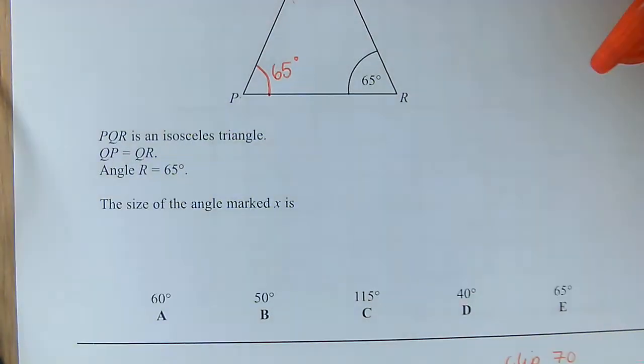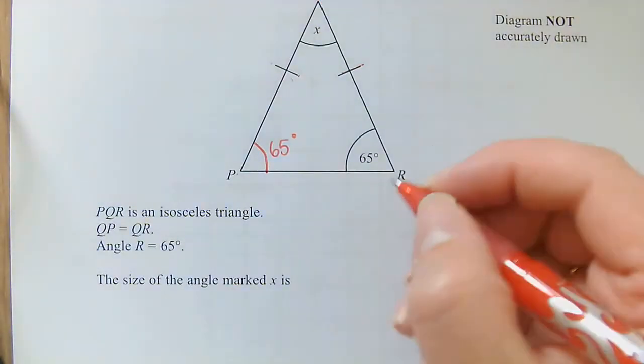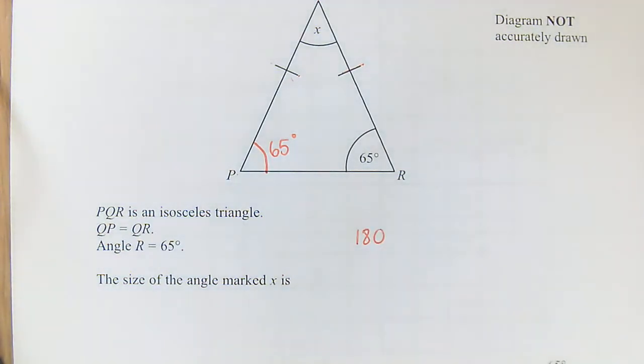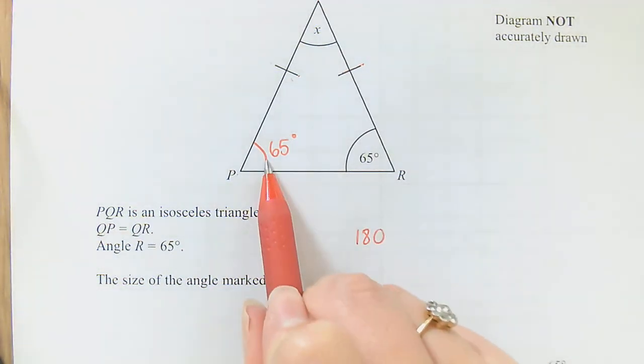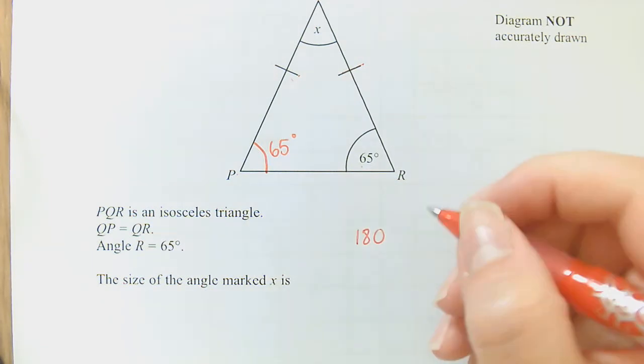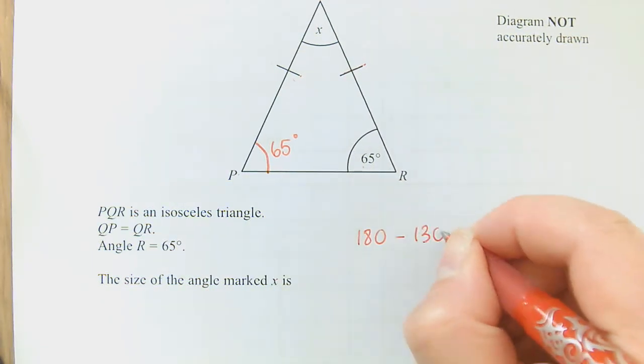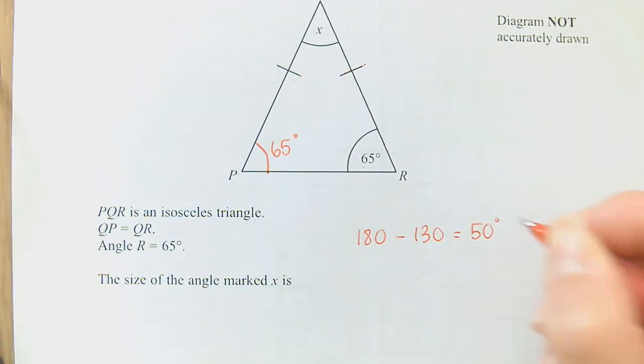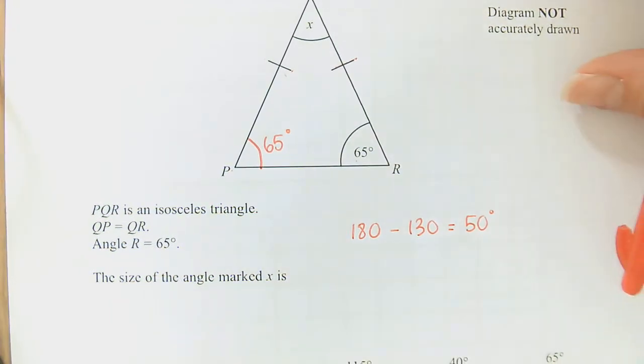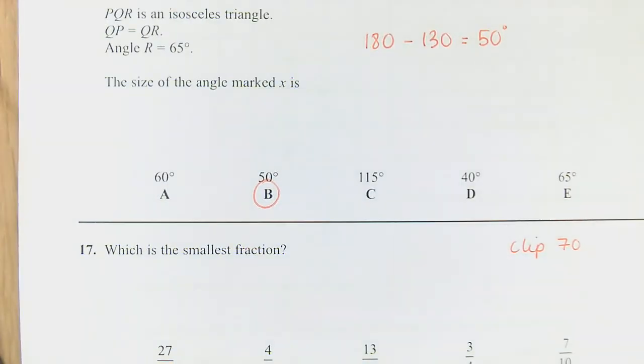We need to work out what angle X is. So angles in a triangle add up to 180. Our 65 plus 65 is 130. So we're going to subtract 130 to leave us with 50 degrees. So that means angle X is 50.